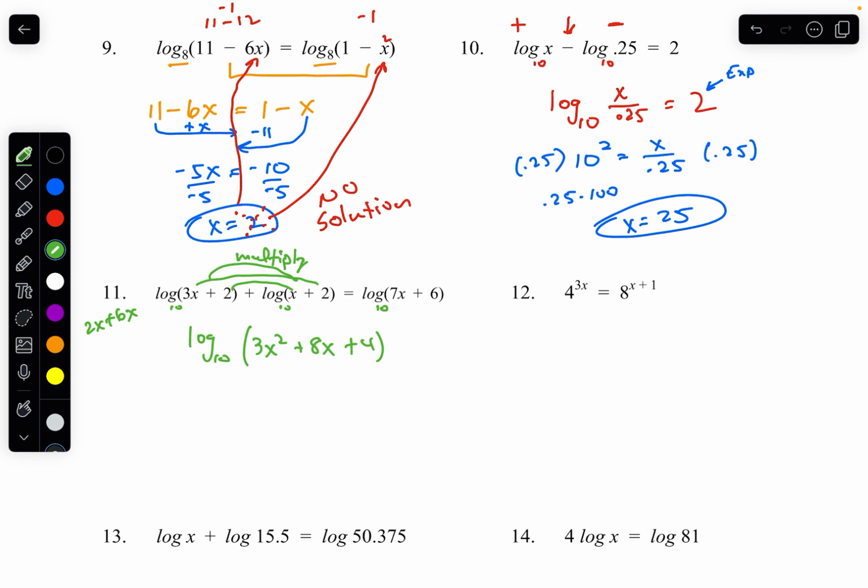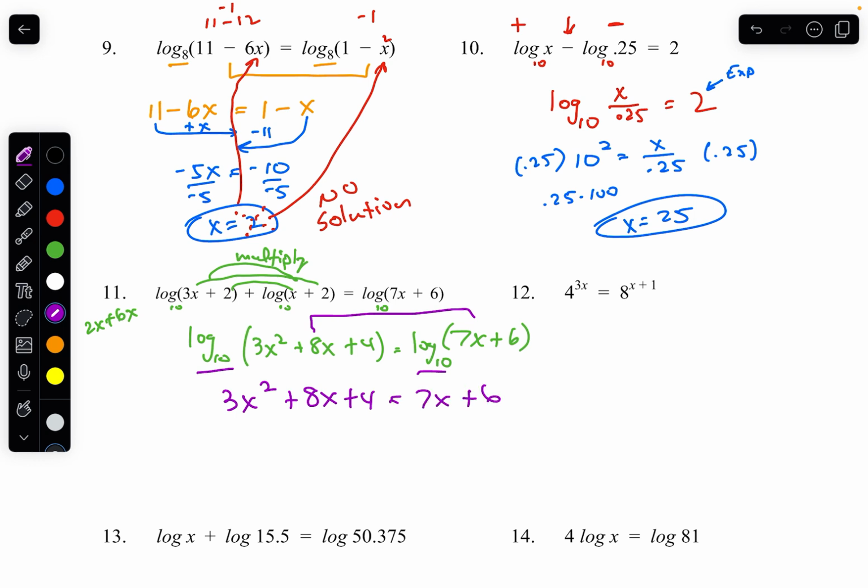And then over here you have log base 10 of 7x plus 6. So again, squish them together, but now it has set up the 1-to-1. So I have log base 10, log base 10. So I can just set these two things equal to each other. And we're going to subtract the 7x. And we are going to subtract 6. So those go away, and you have 3x squared plus x minus 2 for your quadratic.